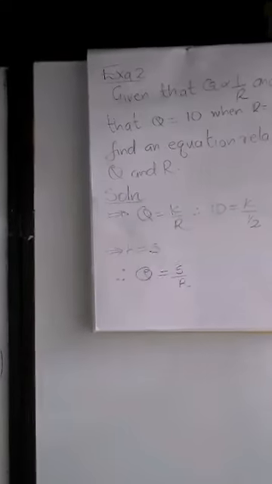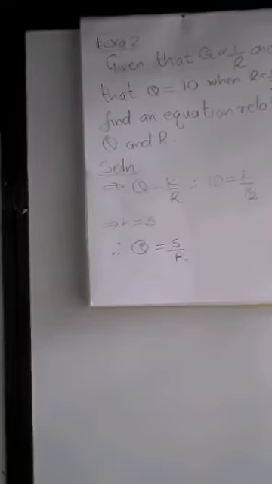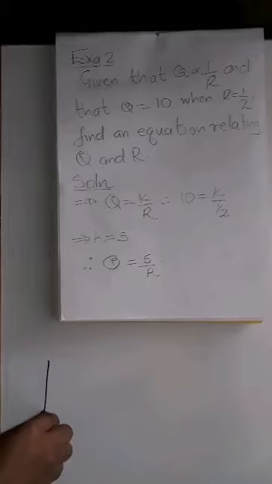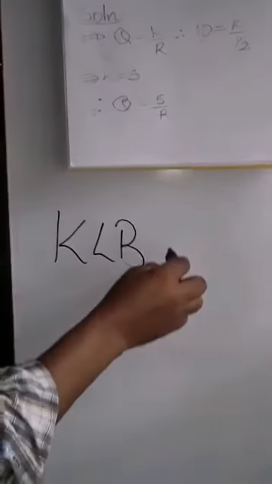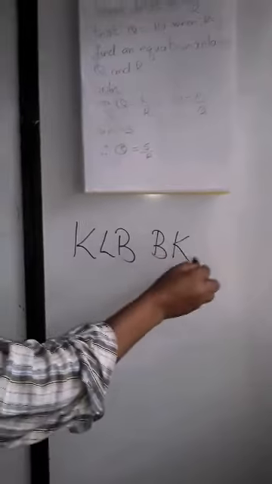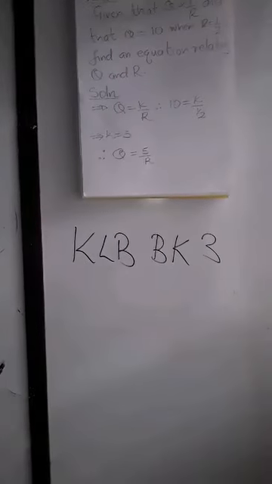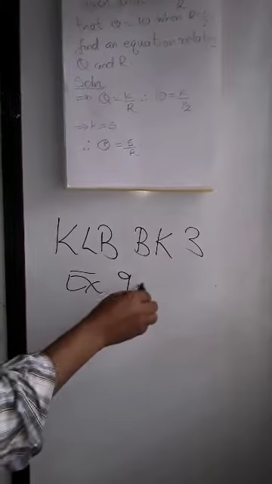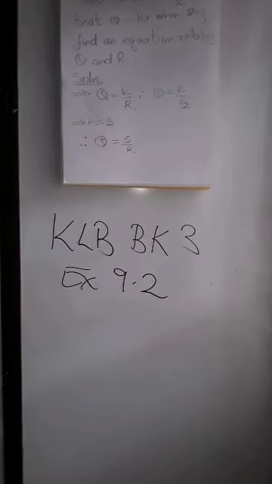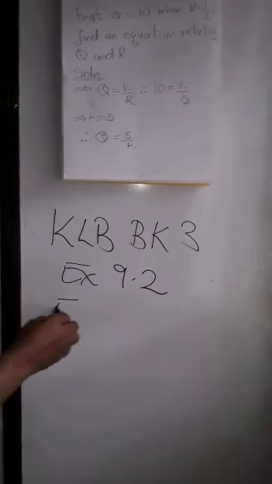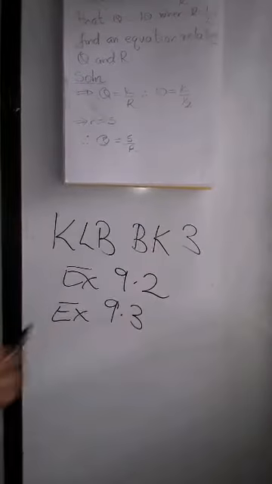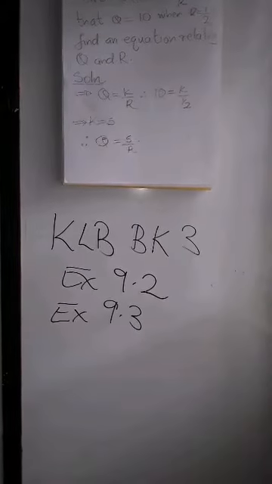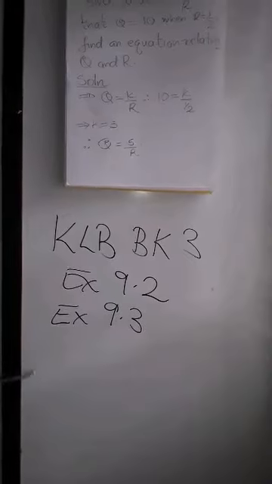And before we go to the third and fourth relationships, now I'm sure we are able to tackle exercises, KLB, book 3, any edition 3, 4, or 5. You can do exercise 9.2, which deals with direct variation, and exercise 9.3 to deal with inverse variation. All right.